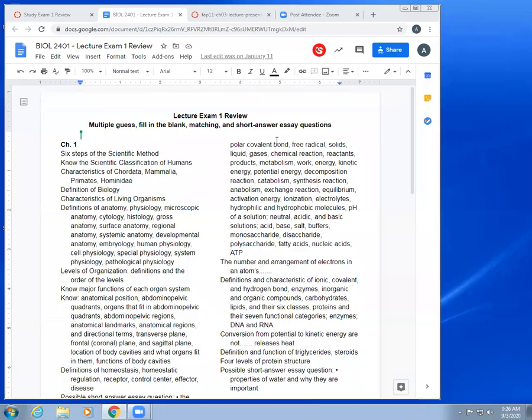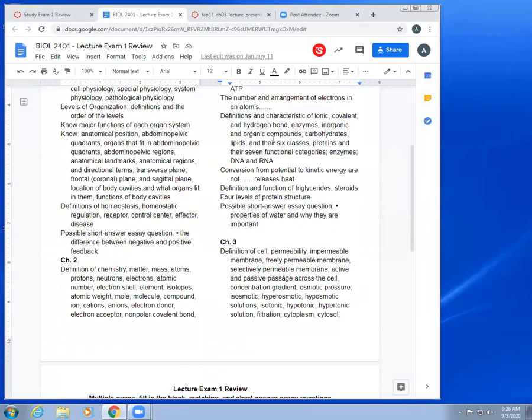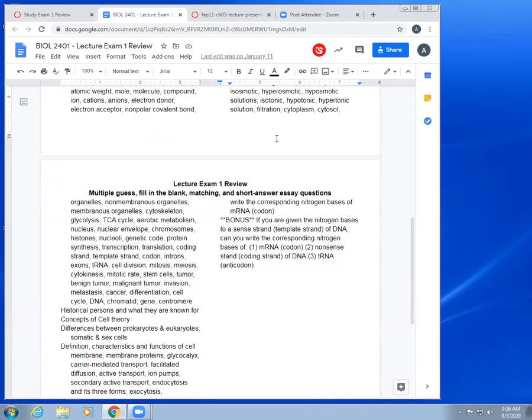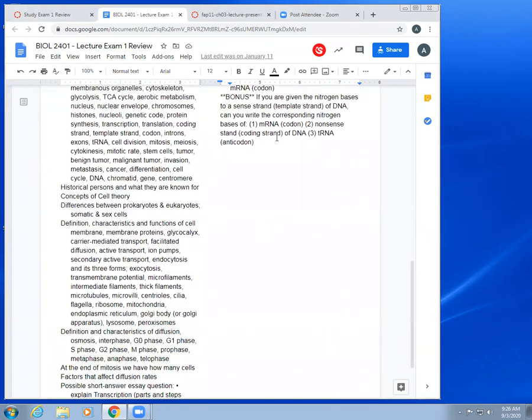Okay, so we're going to go over chapter 3 today in class. So, overview of chapter 3: you have definitions of cells, things about permeability, membrane transport, concentration, solutions, organelles, historical persons, what they're known for. That's probably going to be in the full notes, so make sure that you look at the full notes.